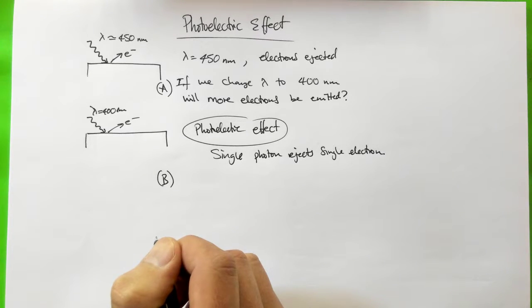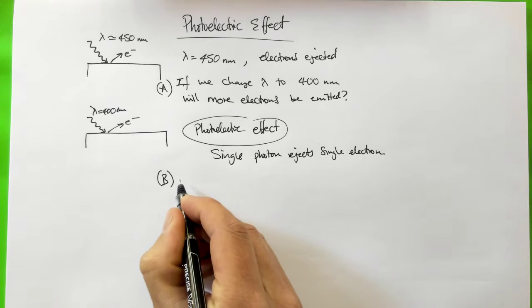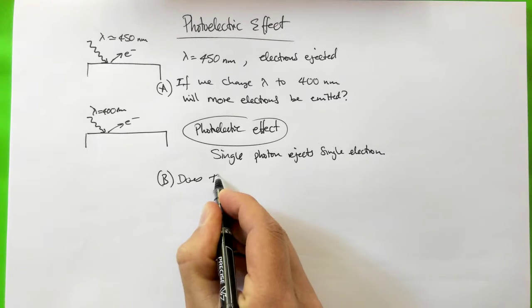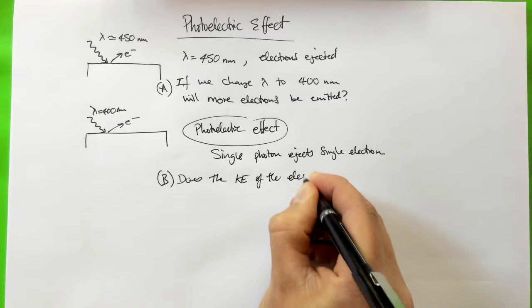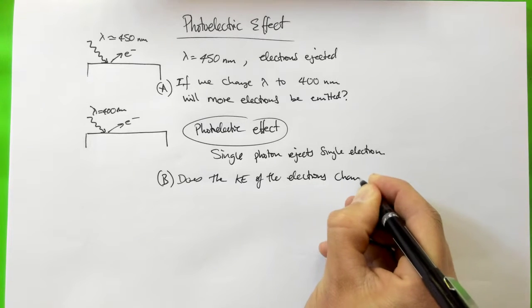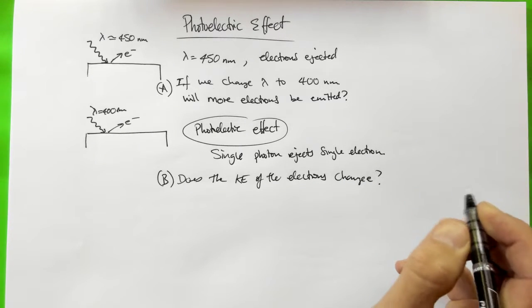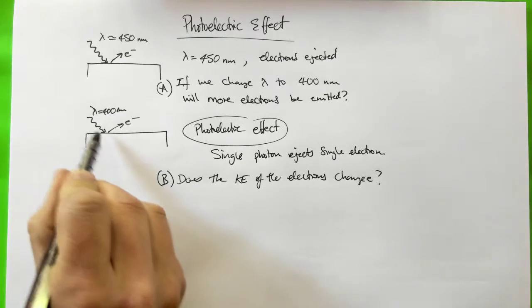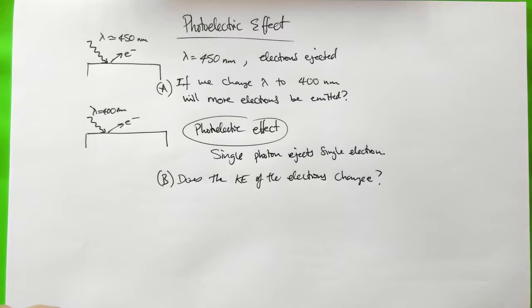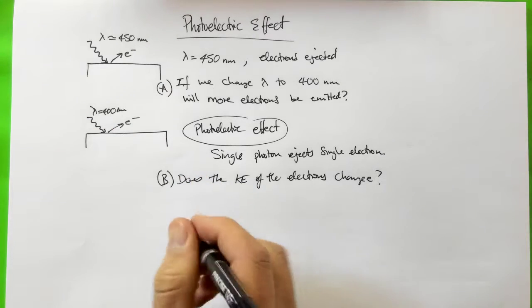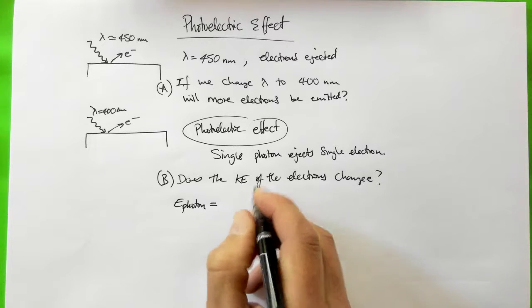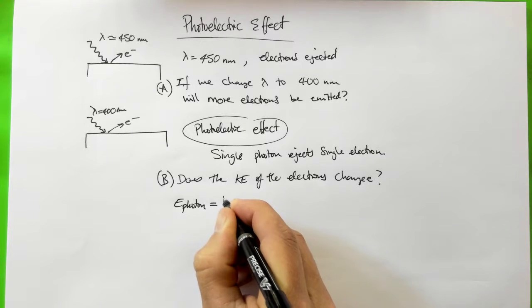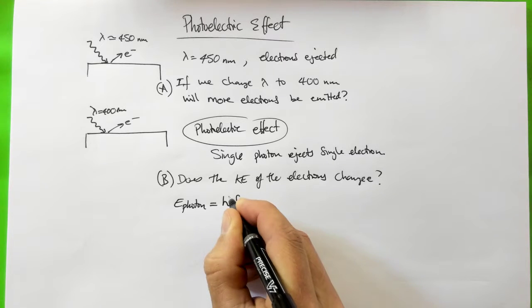Question B, does the energy of the electrons that are ejected change? Now, what do you mean by energy? We mean the kinetic energy, in fact. Does the kinetic energy of the electrons change? Well, if one photon gives all of its energy to one electron, then the electron would have the same amount of energy that the incoming photon had. So, the energy of a photon is proportional to the frequency of the radiation, and its proportionality constant is Planck's constant. So here we have hf.